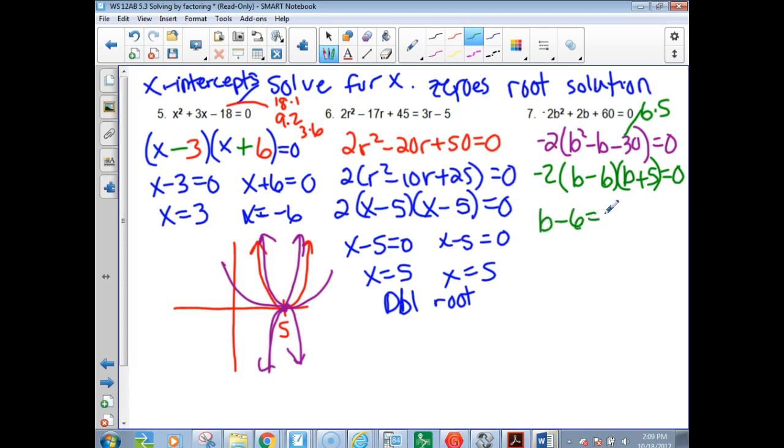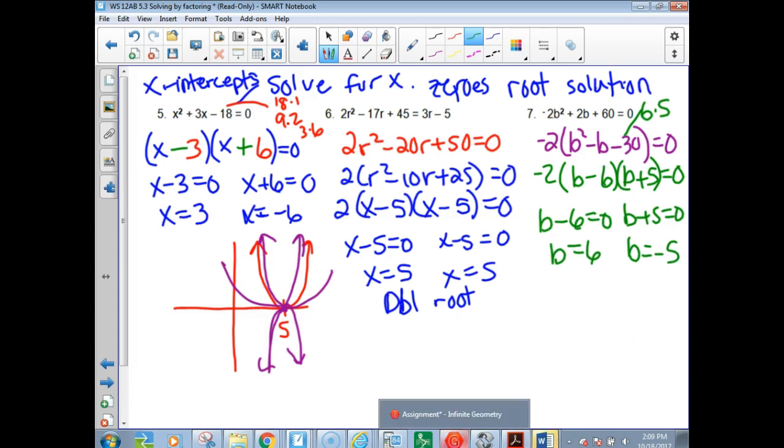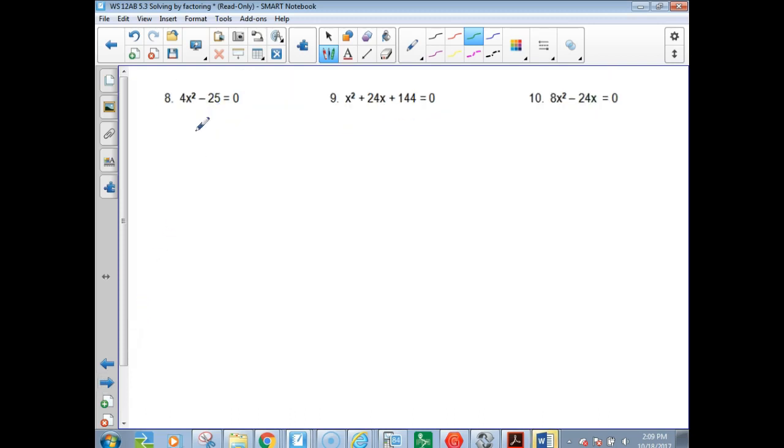So I say b minus 6 is 0 and I get a solution of 6. I say b plus 5 has to be 0. That would give me a solution of negative 5. 6 and negative 5 are the solutions or roots or zeros of that quadratic. Anybody need this? Okay, next one.